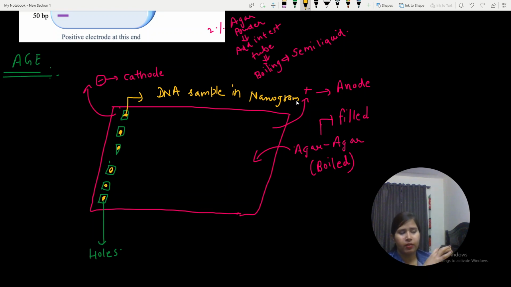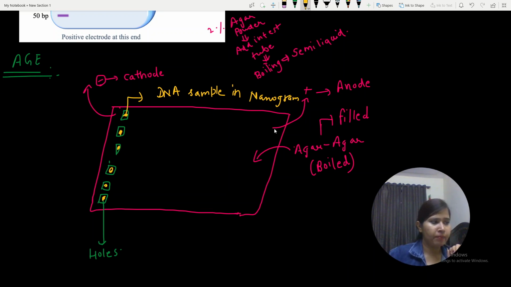Actually, this complete instrument is now in a resting stage. But when you switch it on, then an electric field will be provided from cathode to anode, and in this condition, your DNA segments will start to move over the agarose gel, right? So DNA sample in nanogram amount you are going to add in your holes. But when you want to track the movement of the DNA, you have to add some kind of dye so that you can know about the movement of your DNA, right?